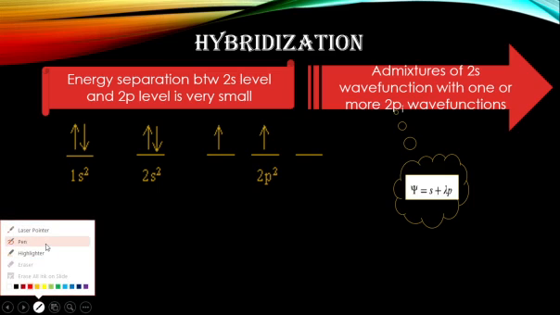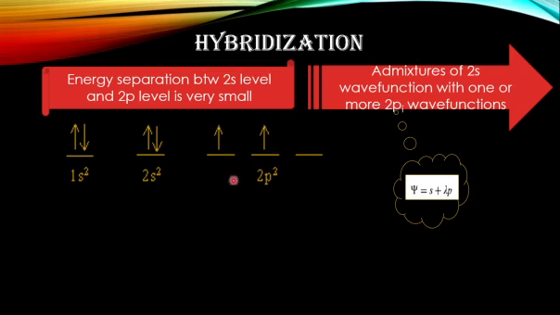So that means you could have one p orbital mixing with the s orbital, or two p orbitals mixing with the s orbital giving 3 hybrid orbitals, or you could have all 3 p orbitals mixing with the s orbital giving 4 hybrid orbitals. So this is how it happens.